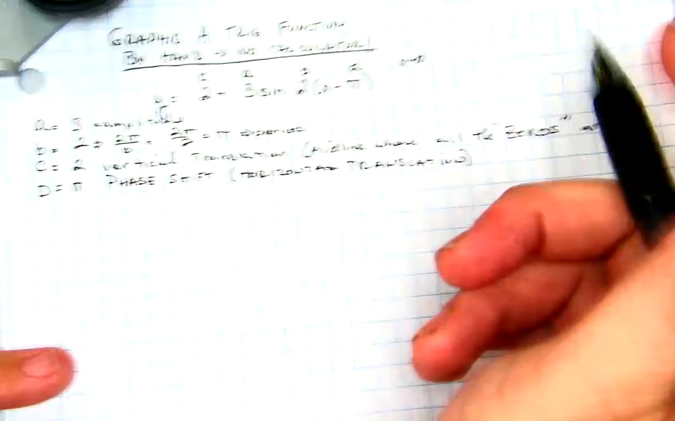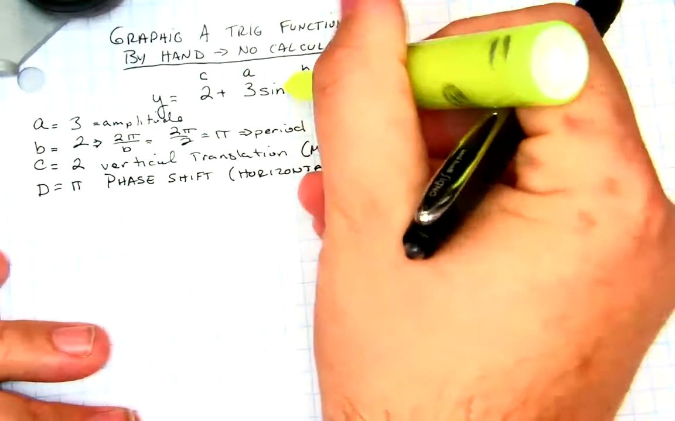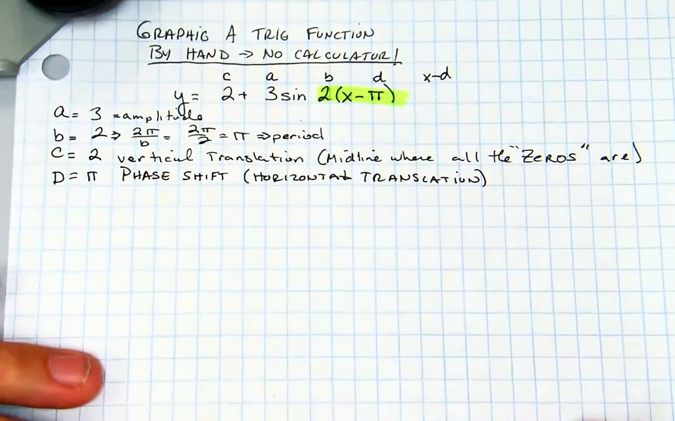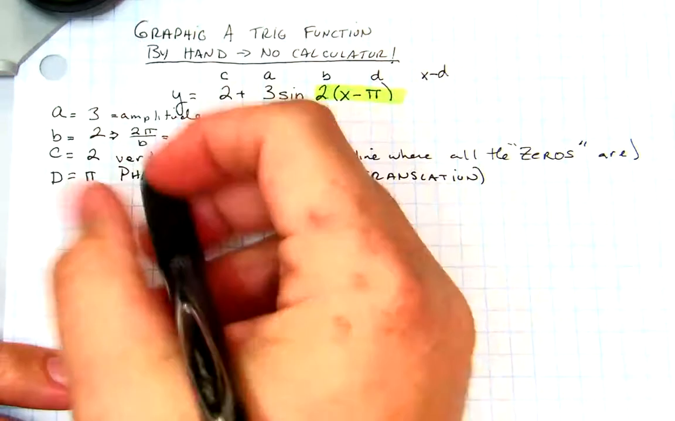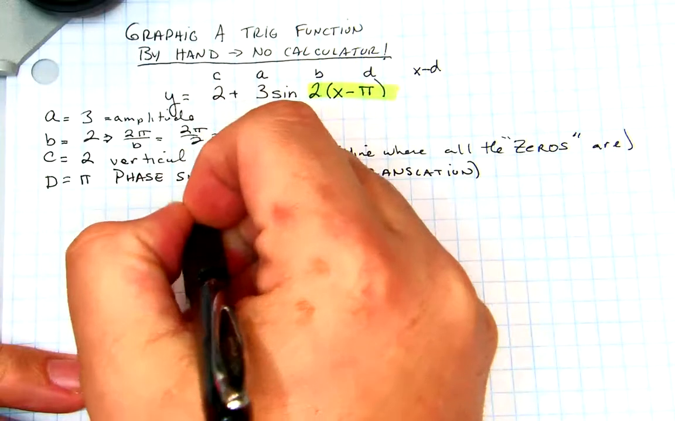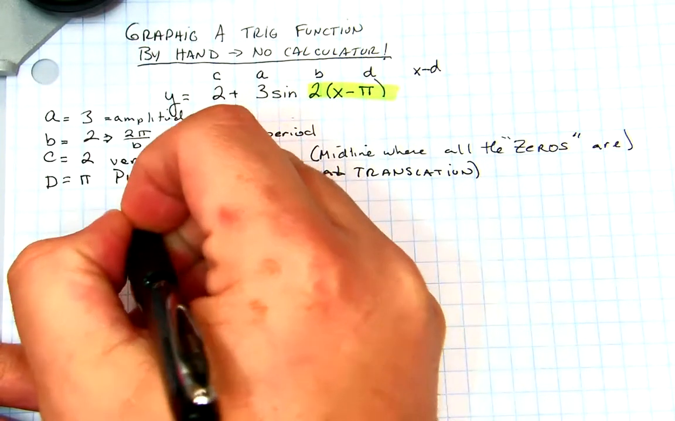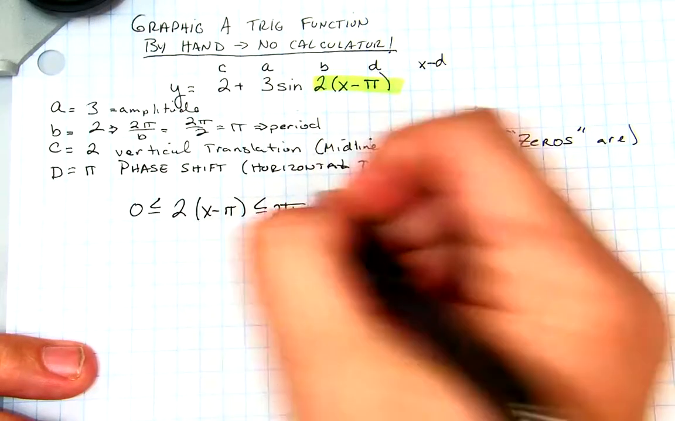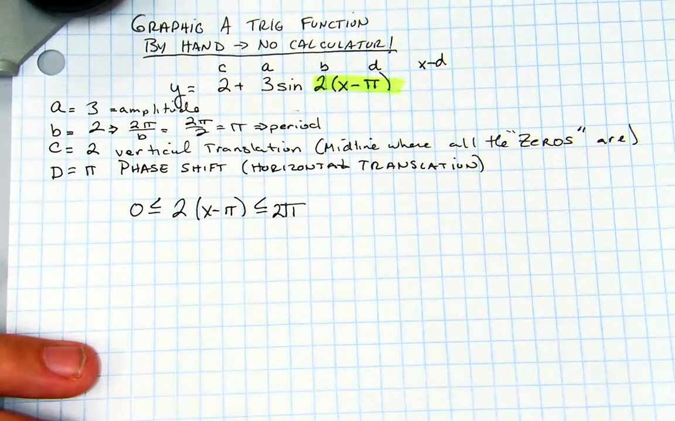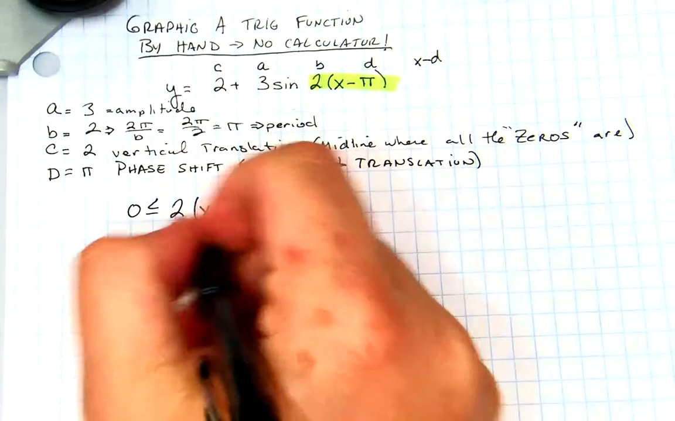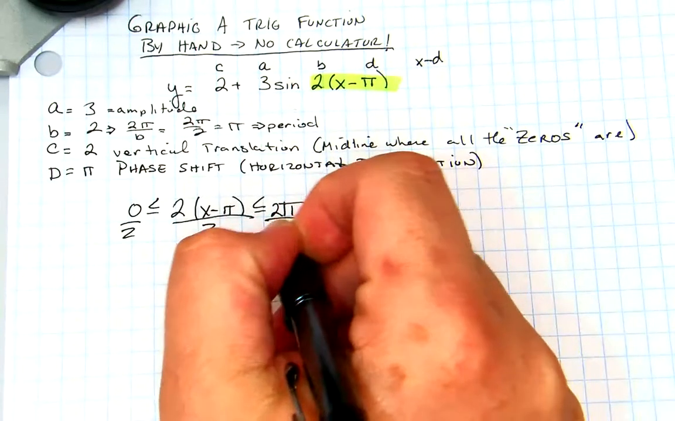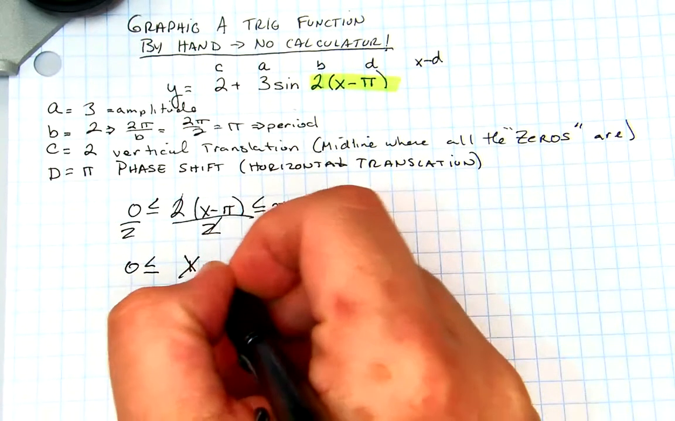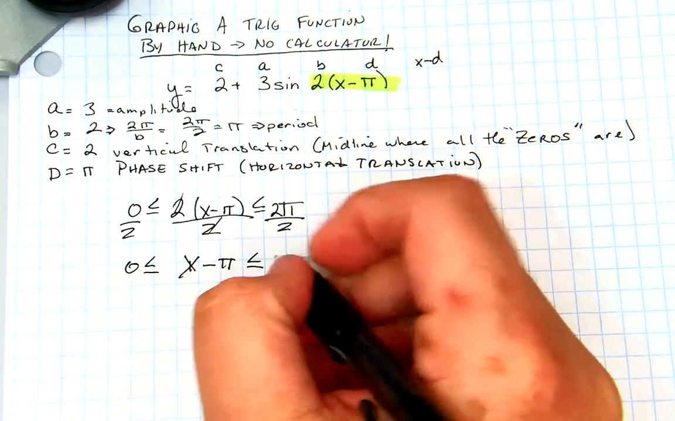Take the angle. The angle, because it's always sine of an angle. And there's our angle, 2 times x minus pi. Set that equal, or make the compound inequality 0 to 2 pi. So this is going to be the change. So I'm going to divide everything by 2 to start off with. The 2's divide out. I still have 0 is less than or equal to x minus pi, and that's pi.